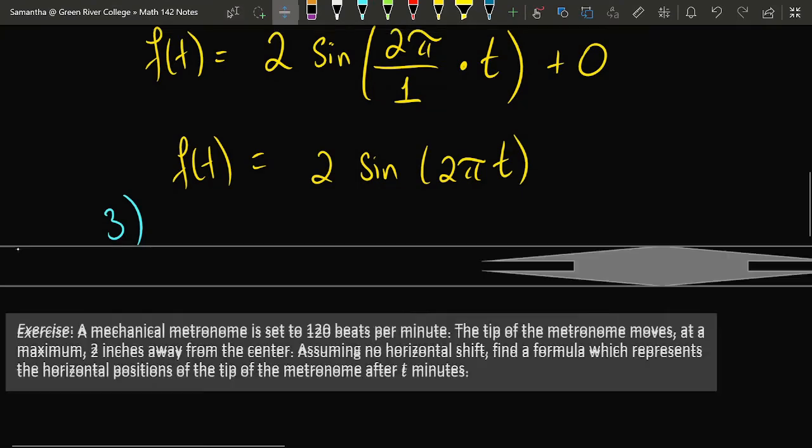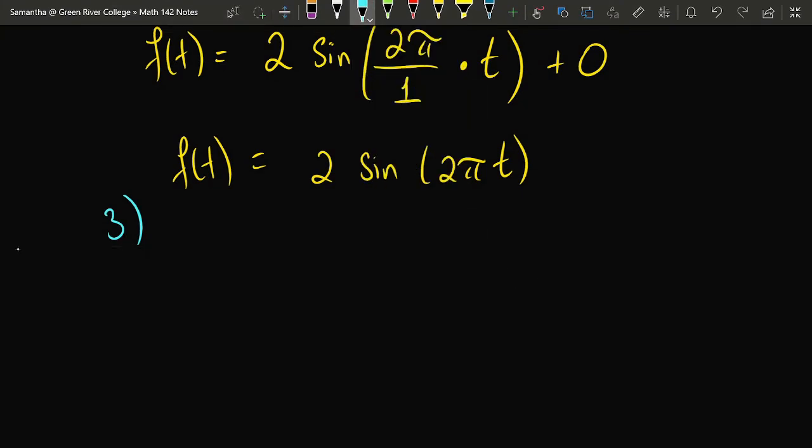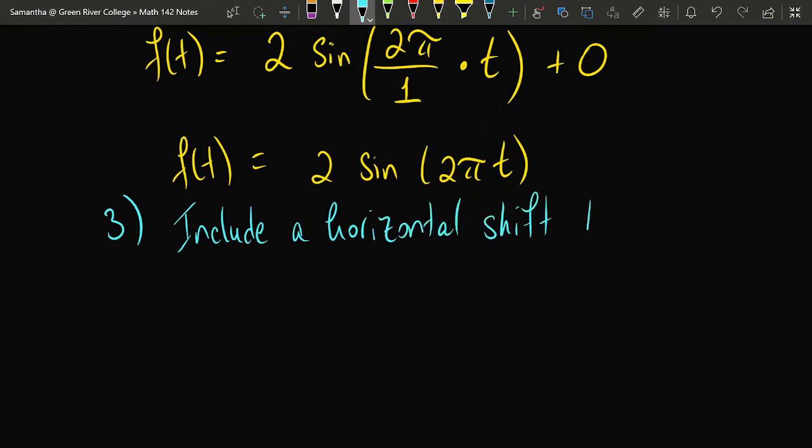There's one last detail that is sometimes useful to consider, and that's to potentially include a phase shift, a horizontal shift, so make sure that the wave that you have created reaches the maximum, minimum, etc. at the right time.